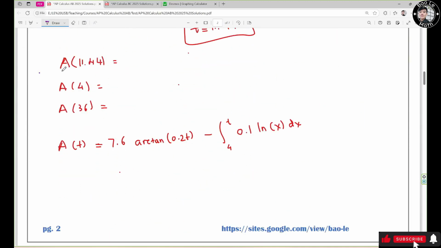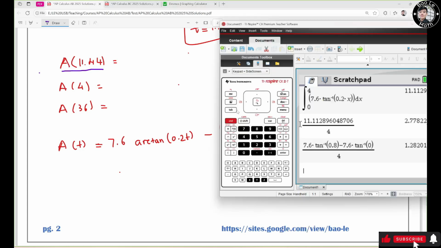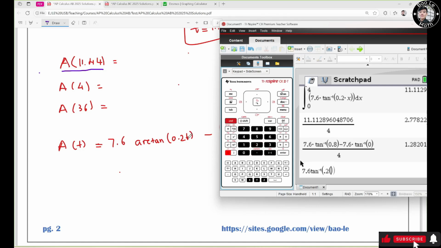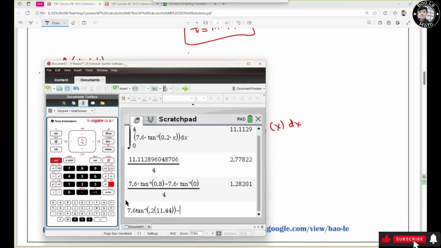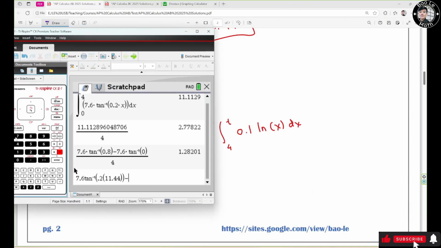Now I need to calculate A of 11.44. So I'm going to bring up the calculator. I hit 7.6 times 0.2 times t, but t equals 11.44, right? And then I need to subtract the integral from 4 to t.